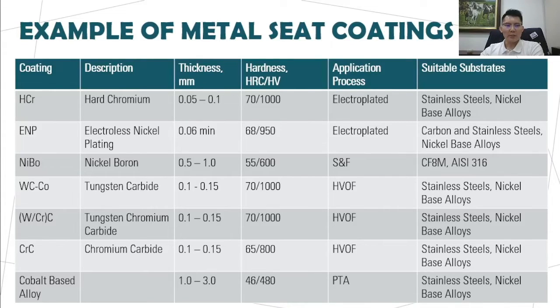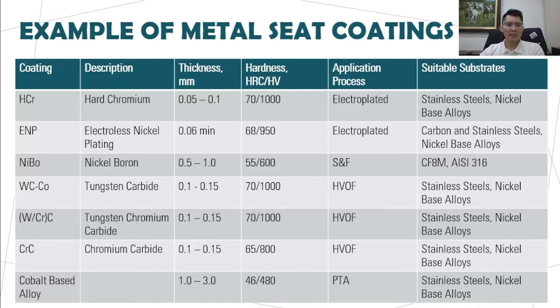Okay, let's get to the first one, which is hard chrome. Hard chrome is a very common, standard offering for metal seats. It's suitable for clean fluids, like clean liquids and gases, but it's limited to moderate temperature and pressure. The pH value of the media has to be less than 2, and it's not suitable for chloride content, seawater, wet chlorine, or higher chloride content.